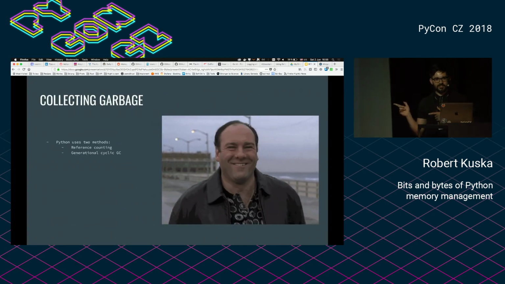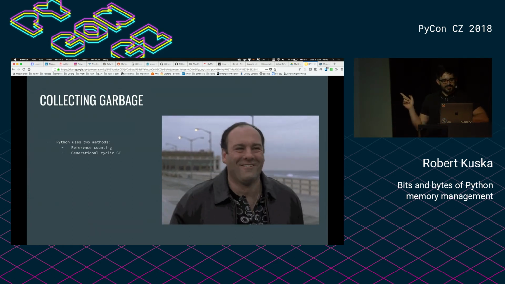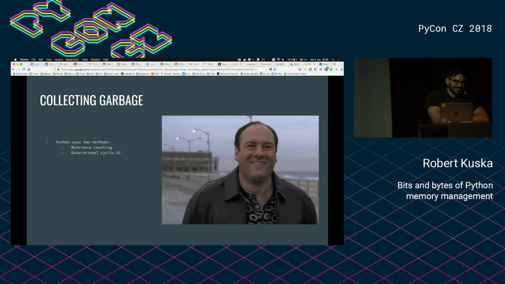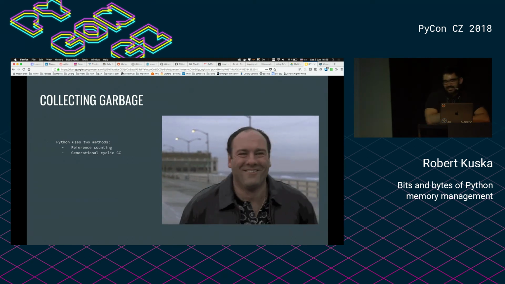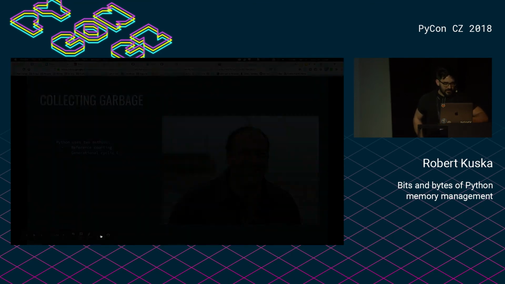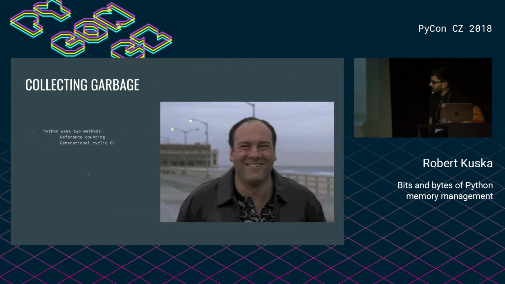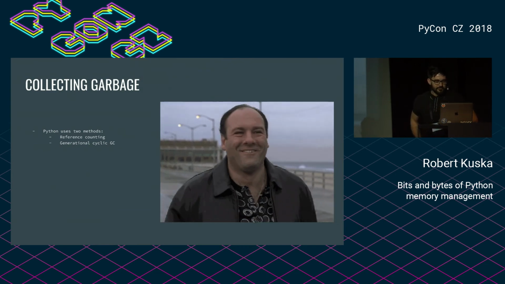Let's go to collecting garbage. Do you know this guy? He collects garbage. It's Tony Soprano. Okay. There are two main methods for garbage collection in Python. The first one is reference counting, and another one is the generational cyclic garbage collector.